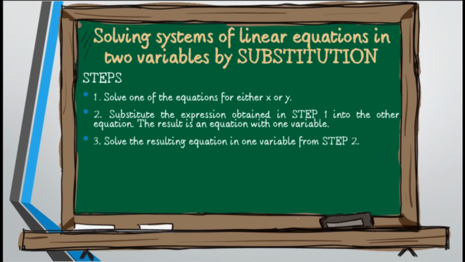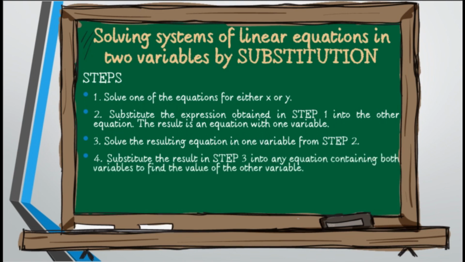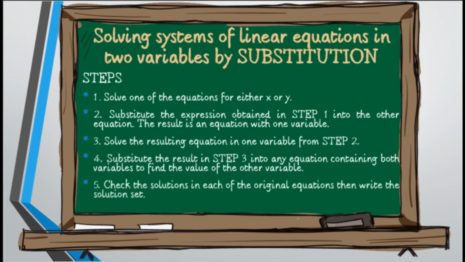If the result is a false statement, then we have a system with no solution. However, if the result is a true statement, we either have a system with infinitely many solutions or one with exactly one solution. In step 4, substitute the result in step 3 into any equation containing both variables to find the value of the other variable. And lastly, check the solutions in each of the original equations, then write the solution set.